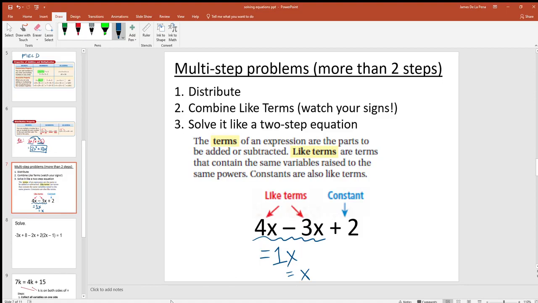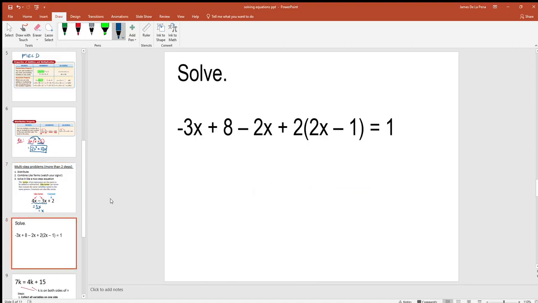So, to give you an example of that, say we have this really long expression here, or it's an equation that we want to solve for x, right? You're saying, well, I don't know where to begin, right? So let's start by distributing. We have negative 3x plus 8 minus 2x plus, here we have 2 times, and it's being multiplied by the quantity in parentheses 2x minus 1. So we're actually going to be multiplying here twice.